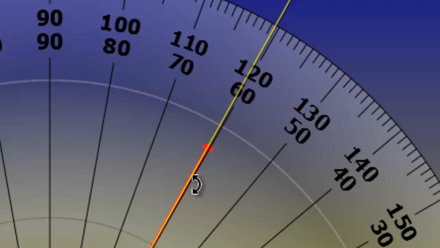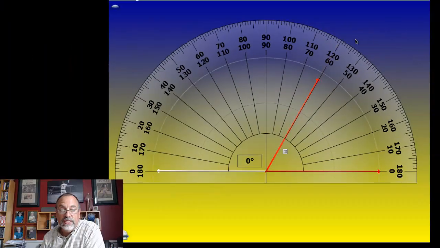So what's the measure of the angle? Is it 60 or is it 120? You notice that there are two scales along this protractor. One starts at 0 over here on the right and goes all the way around to the left, and this one starts at 0 on the left and goes all the way around down to 0 on the right.